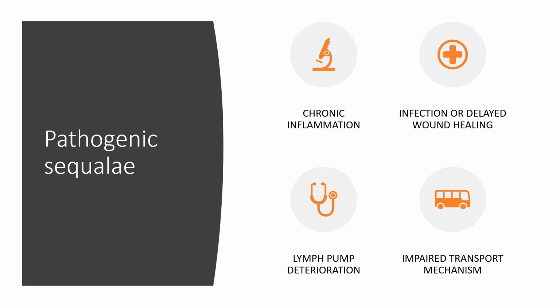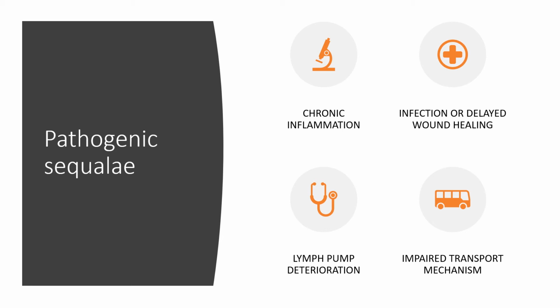And some of the pathologic sequelae are listed on this slide for you. So along with the lymphedema, that's going to cause the noticeable and visible swelling and the general discomfort, the patient may suffer from chronic inflammation. The patient may also display a higher susceptibility to infection and may also have delayed wound healing. And the patient may have a condition known as lymph pump deterioration.